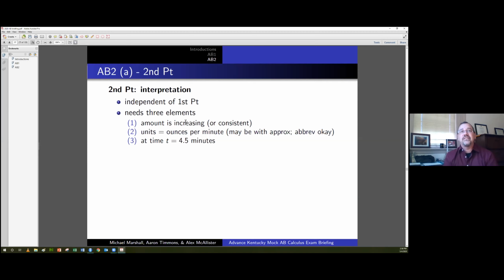We'll need to see units, ounces per minute, maybe with the approximation. If it shows up when they did their computation, they don't have to restate the units. And we'll let them use abbreviations like oz, per min, things like that. And then we'll need some reference to the time, t equals 4.5 minutes. It doesn't have to be all of that, but they need to make that connection too.